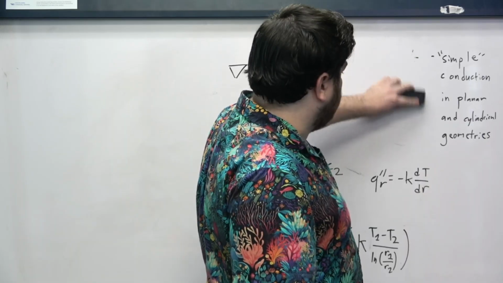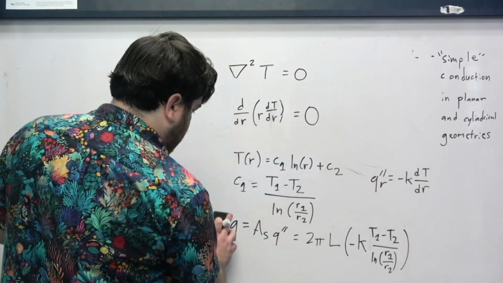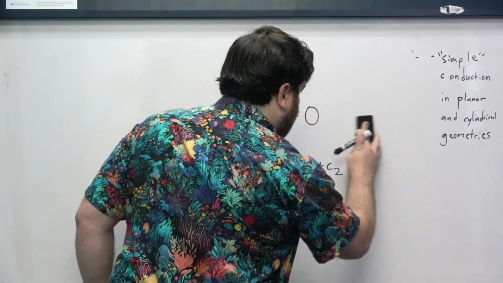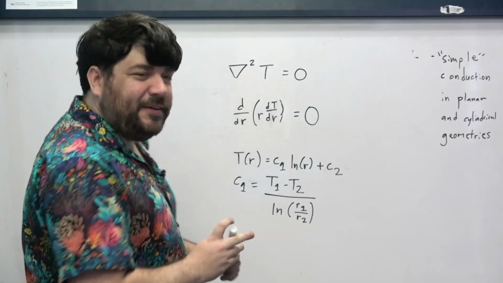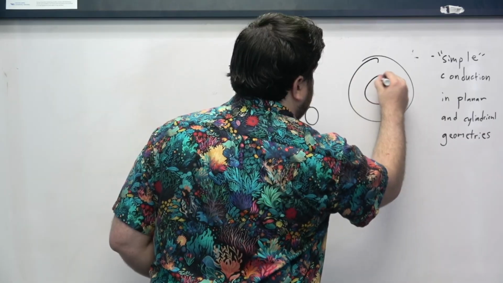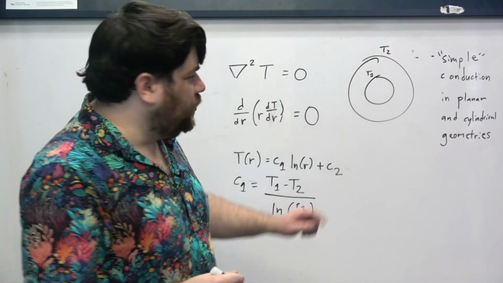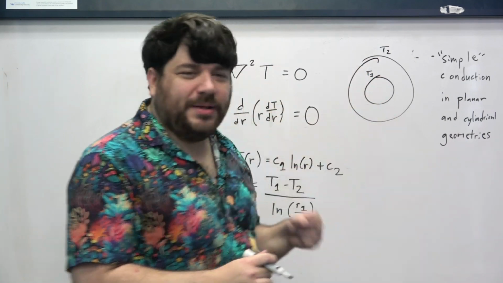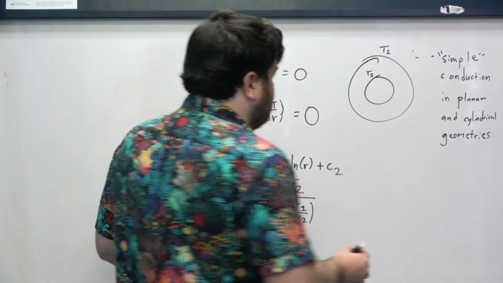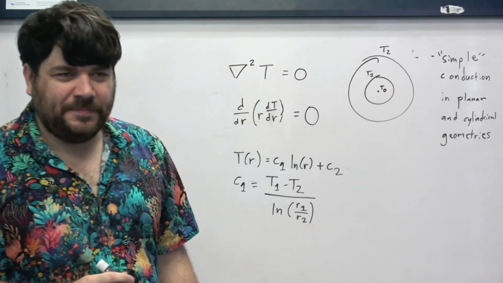So just like before, let me erase this. Let's suppose that I have a cylindrical section. So this is T1 and this is T2. But now let's assume that inside of it, I have a full-blown cylinder, right? With some temperature T0 in the middle, right?